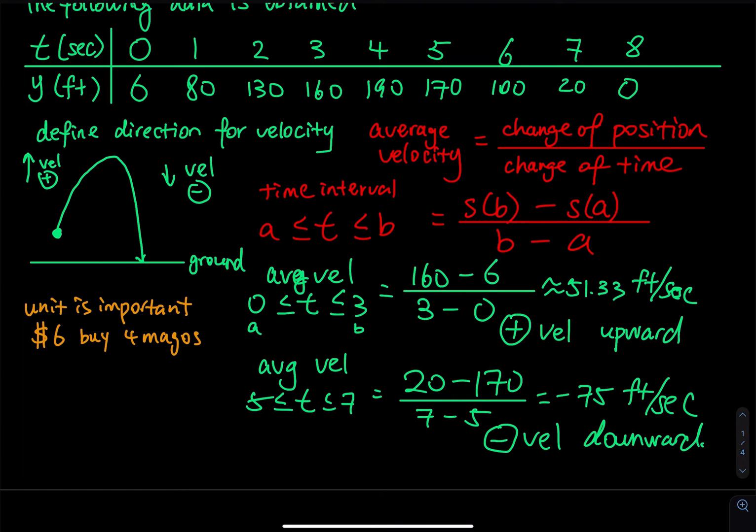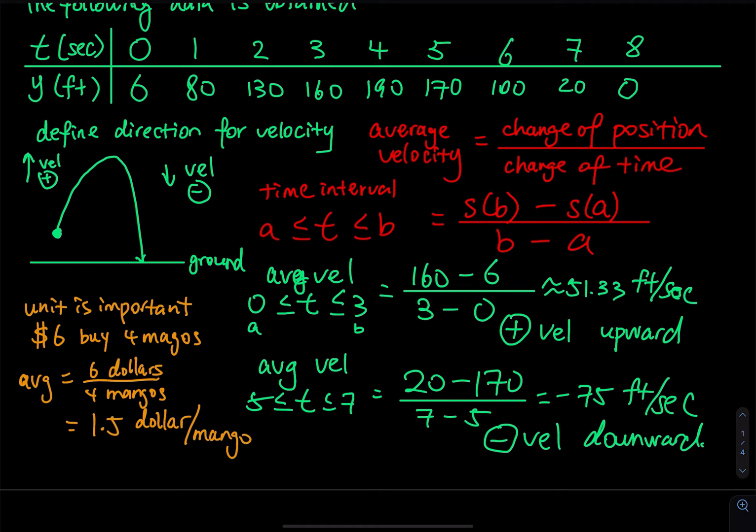What's the unit price? The unit price on average, you take $6 divided by 4 mangoes. Do you see that I did not write 6 divided by 4, I wrote $6 divided by 4 mangoes. So that equals $1.5 per mango. If you just say 1.5, then I will ask you 1.5 what? You have to tell me $1.5 per mango.